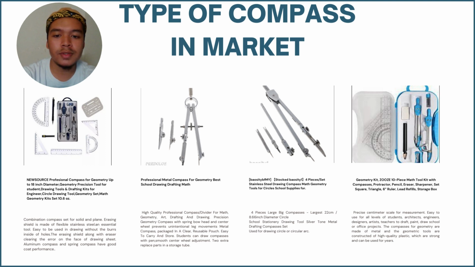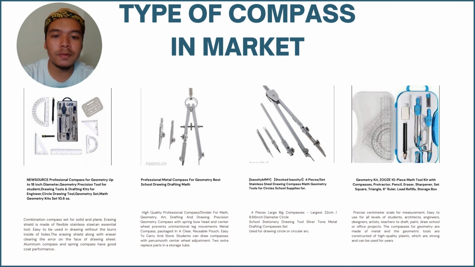The first type is the Newsource Professional Compass for Geometry. For this type, it is a combination compass set for solid and plane. The resin sheet is made of flexible stainless steel and is an essential tool, easy to use in drawing without burns inside of holes. The erasing sheet along with an eraser clears errors on the face of the drawing sheet. Aluminum compass and spring compass have good performance.